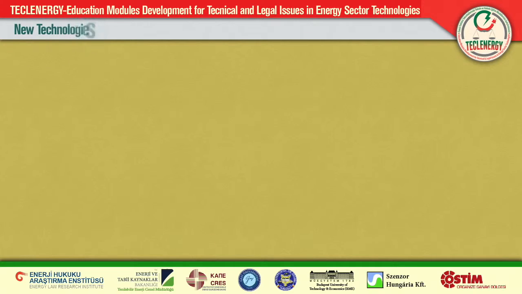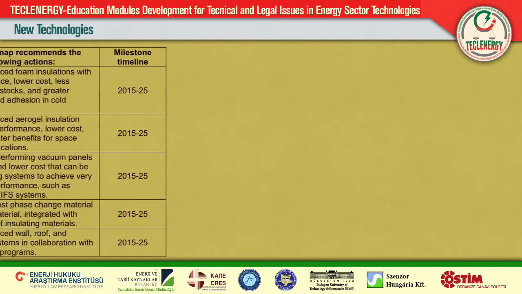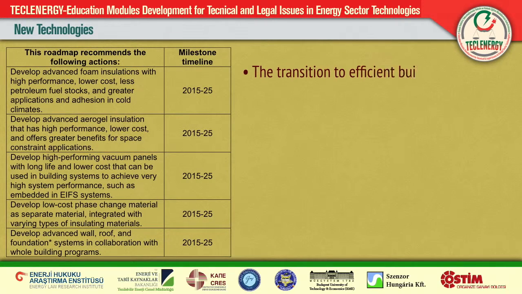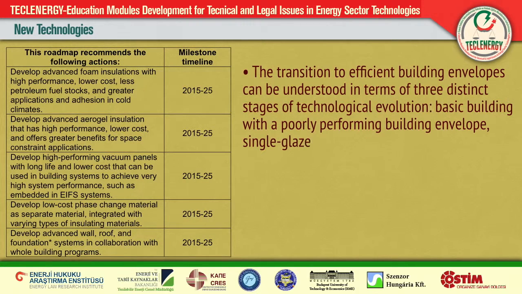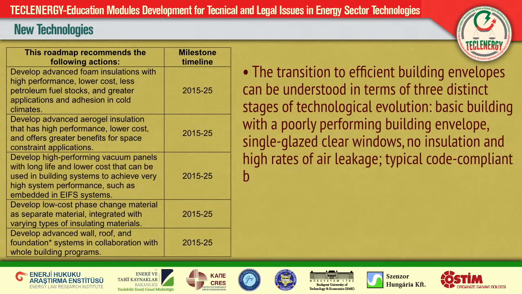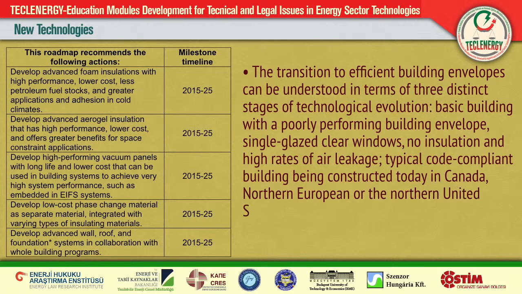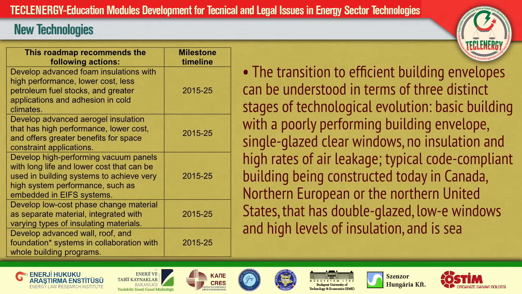New technologies. The transition to efficient building envelopes can be understood in terms of three distinct stages of technological evolution: basic building with a poorly performing building envelope, single glazed clear windows, no insulation and high rates of air leakage; the typical code compliant building being constructed today in Canada, Northern Europe or the Northern United States that has double glazed, low-E windows and high levels of insulation and is sealed fairly well; and buildings of the future.